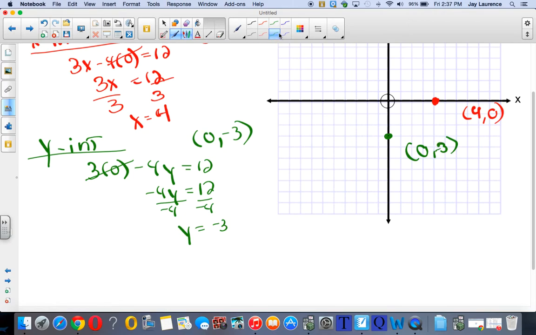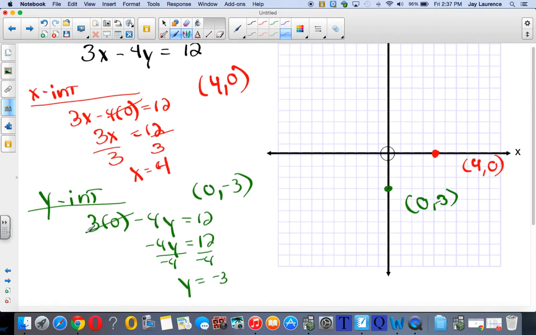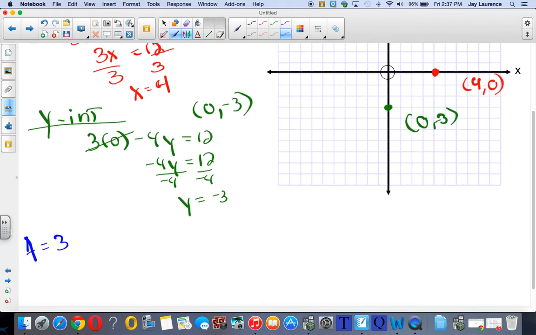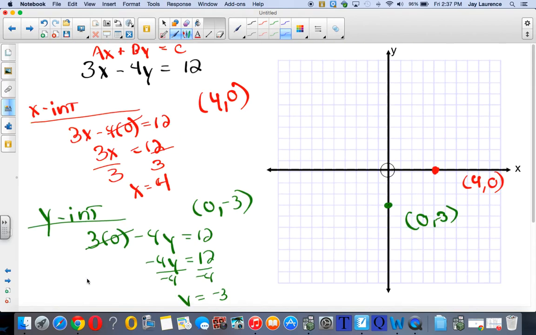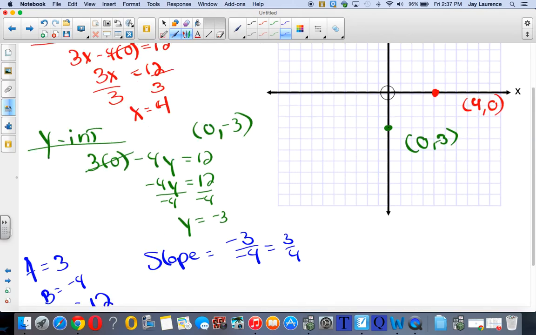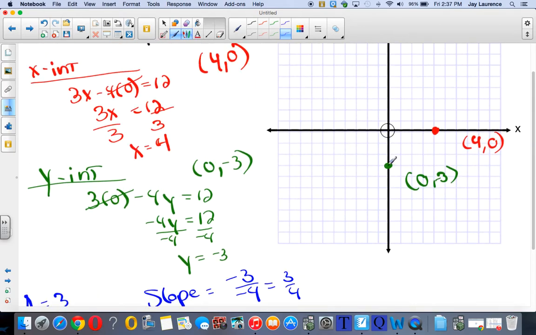Okay? I'm going to go ahead and find my slope, though. Now remember, A is going to equal 3, B is negative 4, and C is 12 in this problem. Okay. To get my slope, I'm going to do the negative of A over B, which will equal 3/4. Now, just watch this. Look. From the green point, 1, 2, 3, rise 3, run 1, 2, 3, 4, 3/4. I can draw my line.